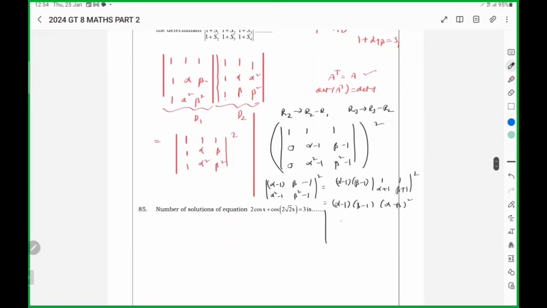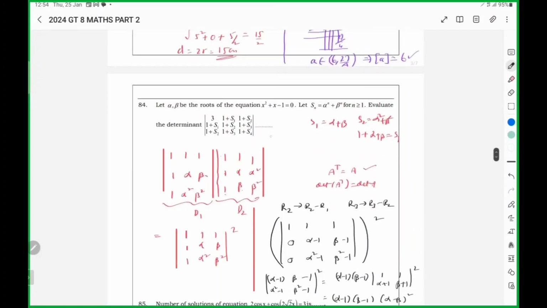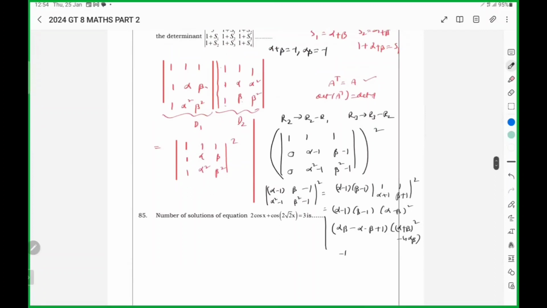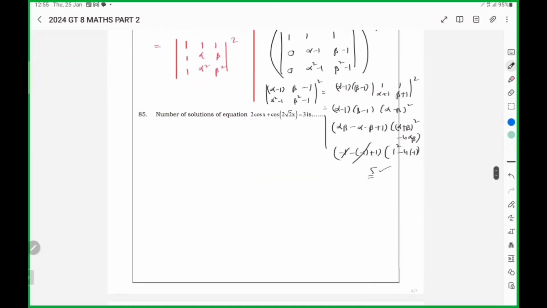So here alpha minus beta, alpha plus beta whole square minus 4 alpha beta. So here alpha plus beta is minus 1. Alpha beta is minus 1. Alpha plus beta square minus 4 alpha beta is this. So we get 5. That is the numerical.